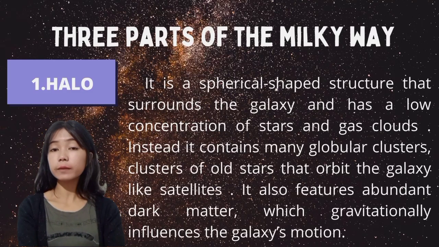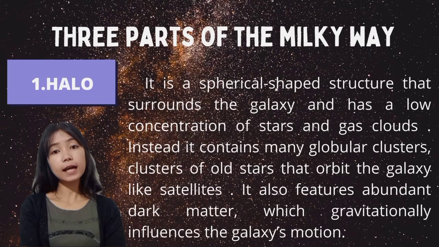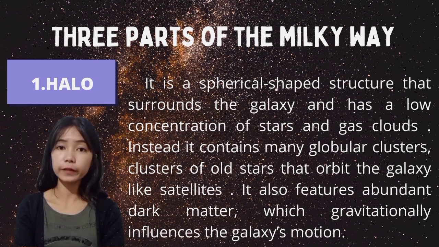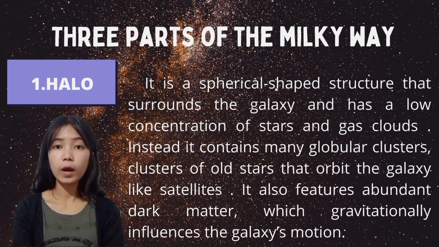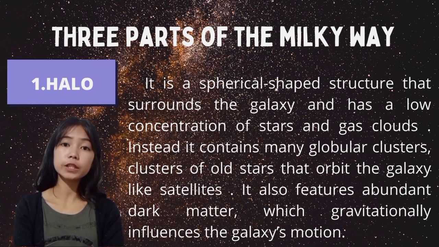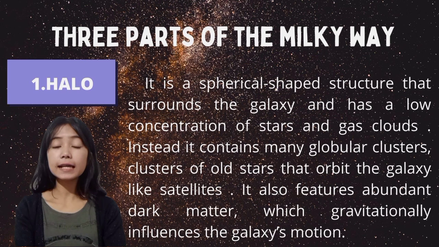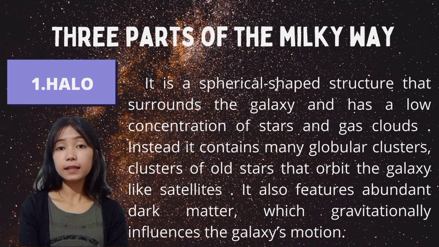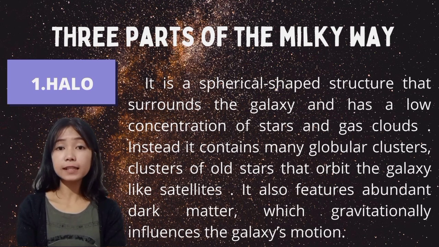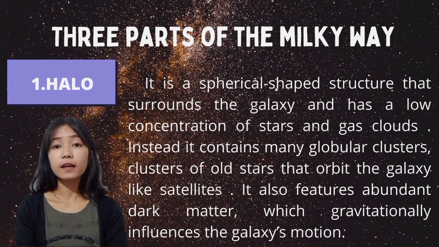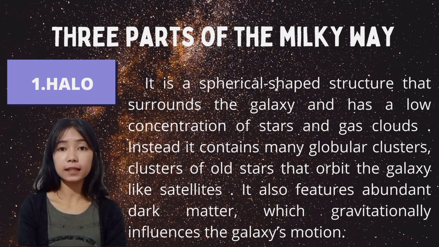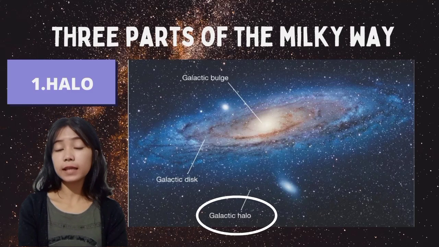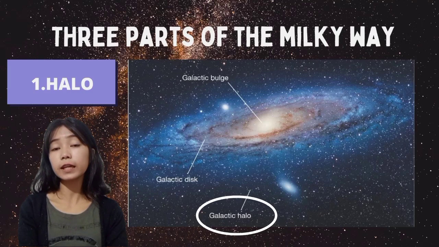Before we proceed to the Milky Way's motion, let's discuss its three parts first. We have here the halo. It is a spherical shaped structure that surrounds the galaxy and has a low concentration of gas and gas clouds. Instead, it contains many globular clusters of old stars that orbit the galaxy like satellites. It also features abundant dark matter, which gravitationally influences the galaxy's motion.